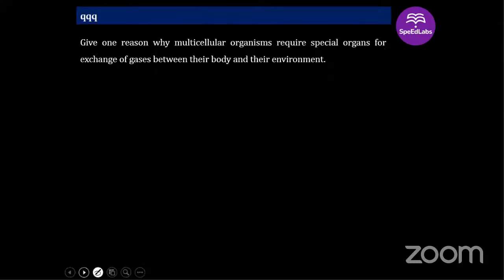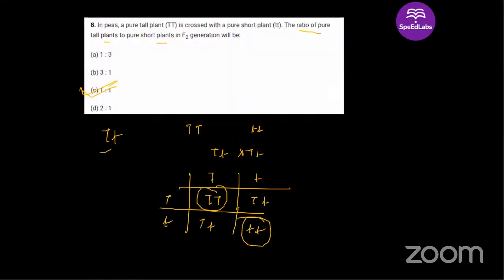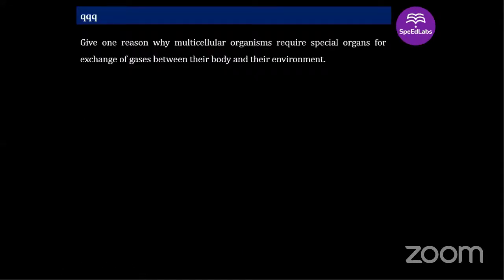All right, moving on. Ma'am, can you explain the difference between pure and heterozygous? See, this is heterozygous. Capital T, small t. This is heterozygous tall. This is pure tall, capital T, capital T. This is homozygous condition. This is heterozygous condition. Got it, ma'am. Got it? Okay. Yes, ma'am. Thank you. All right.